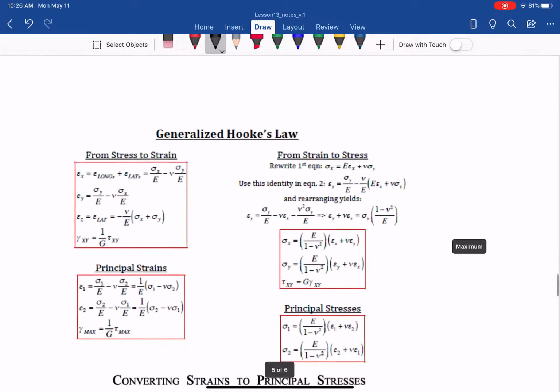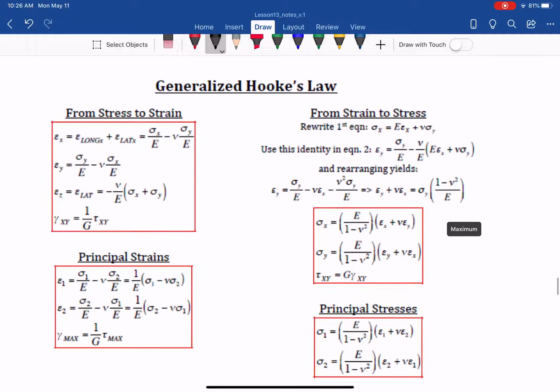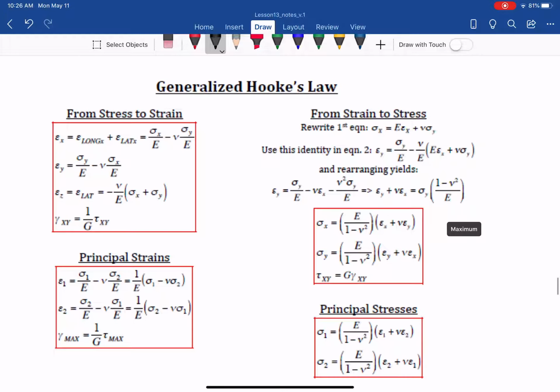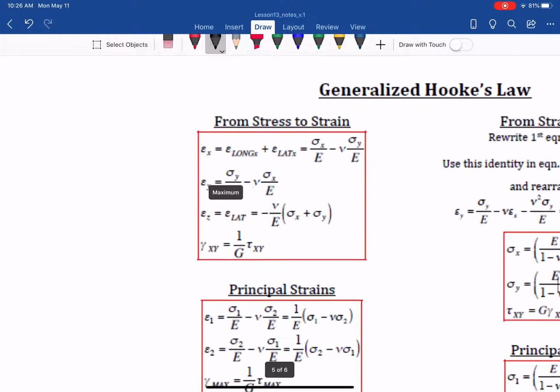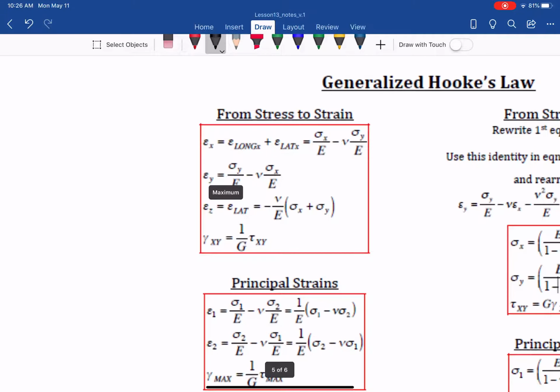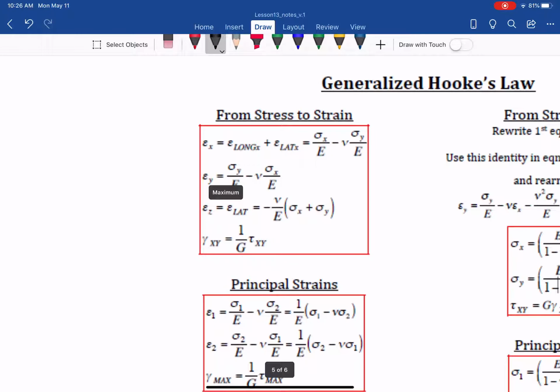As you can see, there are two ways to use the left side. If the problem gives you the stress, sigma x, sigma y, and tau xy, then you can convert to strain. You can find epsilon x, epsilon y, and also epsilon z and gamma xy with that equation, the first red block in there.